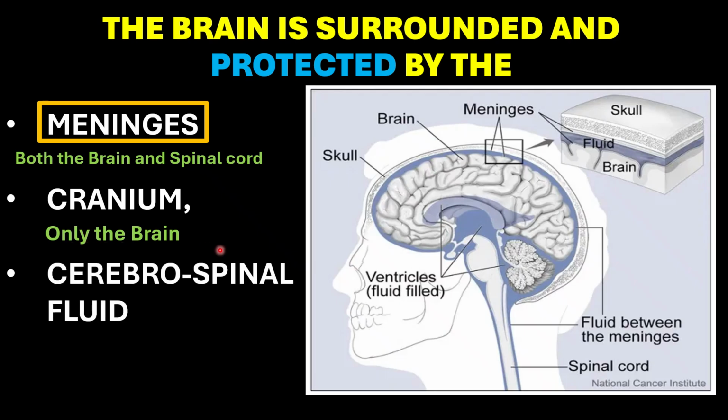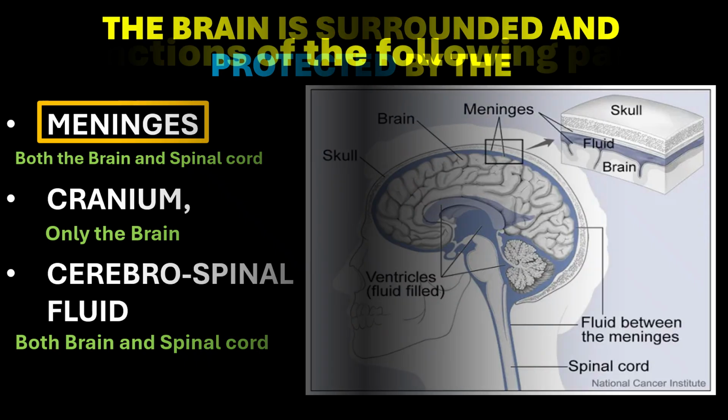And then there is a third protective line around the central nervous system, that is the cerebrospinal fluid. Now this fluid surrounds both the spinal cord and the entire brain. So those are the three layers of protection for the brain and the spinal cord. But for examination purposes, know that the meninges are the main material that protects both the brain and the spinal cord. And then we move on to the functions of the following parts.